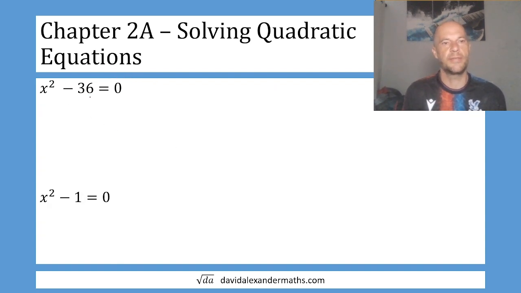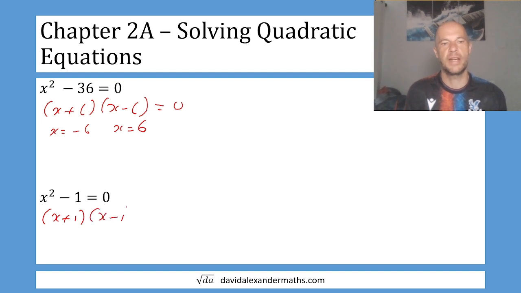Okay, so here we've got the difference of two squares, so we need to remember that this factorises to (x + 6)(x - 6). So from the x plus 6 we're getting the solution of negative 6, and from the x minus 6 we're getting the solution of positive 6. Here's another difference of two squares. We need to remember that 1 is a square number, so that will factorise to (x + 1)(x - 1). So again our solutions are both negative 1 and positive 1.